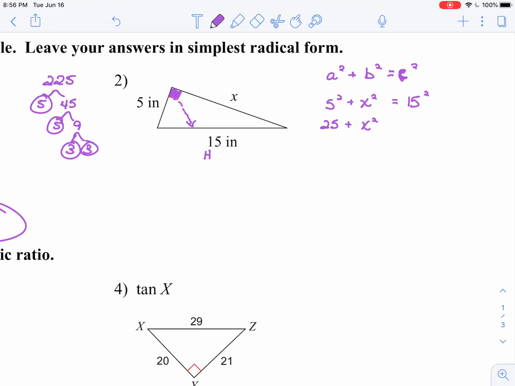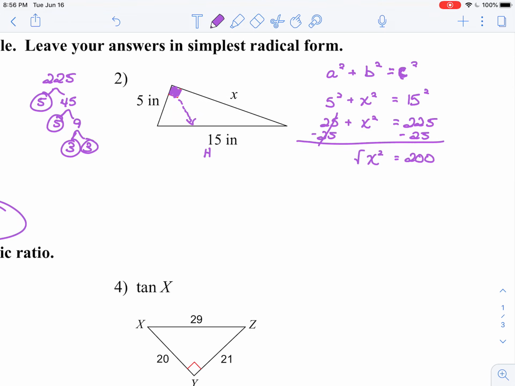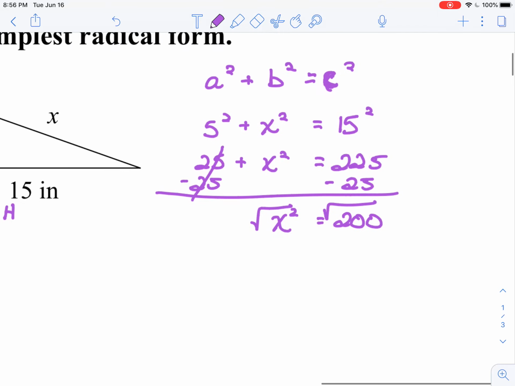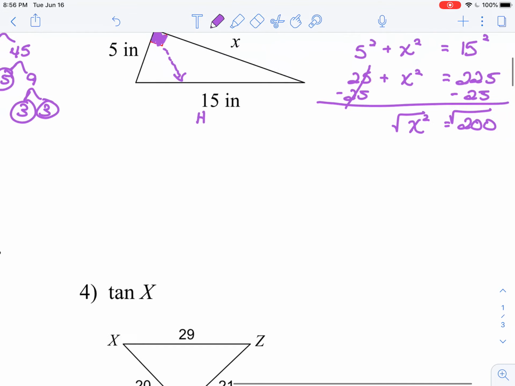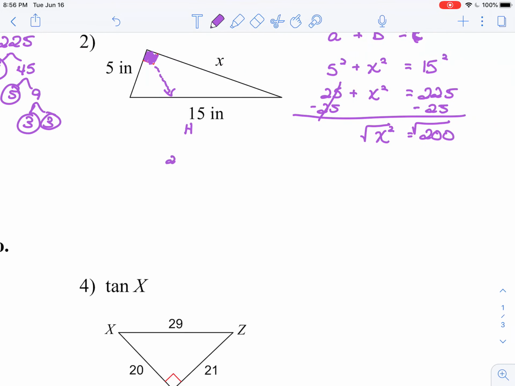So I'm going to go ahead and individually square these 2 and write them down. But I can't solve yet. So I'm going to have to try and get x by itself. I'm solving by square roots. So I'm going to subtract 25 first, which is getting me that x squared is 200. And now I need to solve this by square roots. 200 is not a perfect square. I'm trying to think. I'll do it down here.